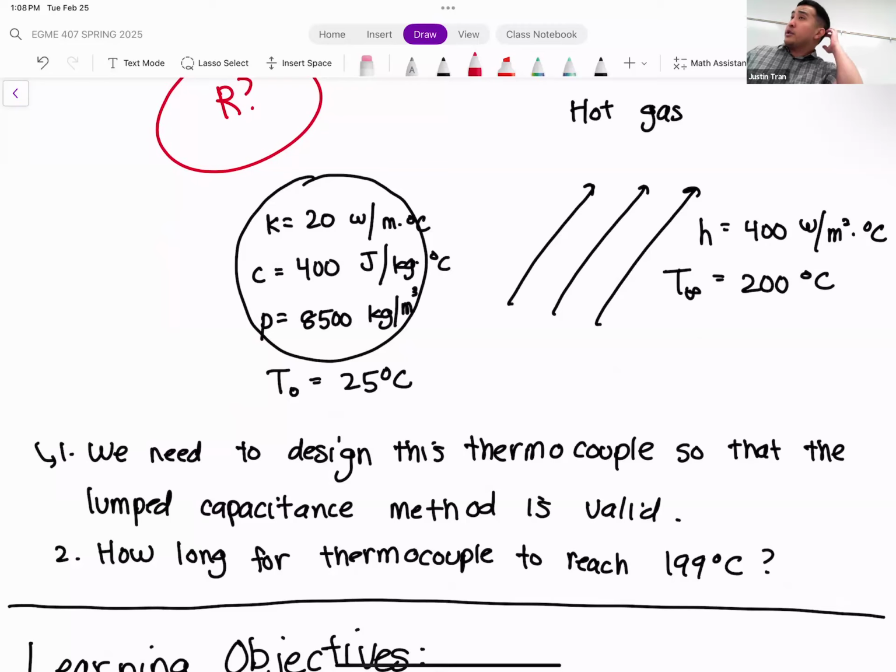In part 2, we're going to solve for the time evolution of temperature. We'll solve the lump capacitance equation and find out how long it takes the thermocouple to reach a temperature of 199 degrees C, which is essentially the same temperature as the gas around it.